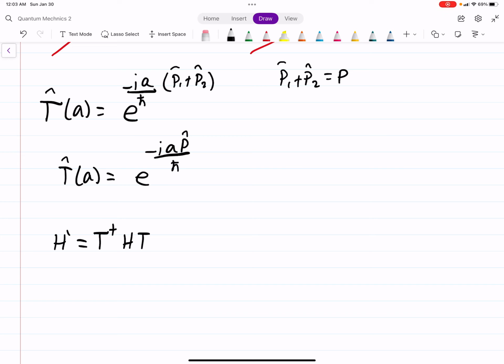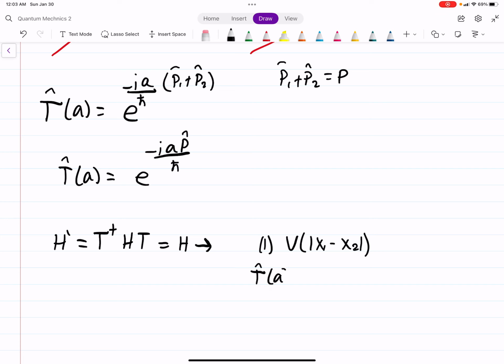But we know what that is. This is just going to be our untranslated Hamiltonian. And we can justify this, I think, pretty solidly. First, what is our potential? It's the absolute value of x1 minus x2. That's how it's defined in the problem.